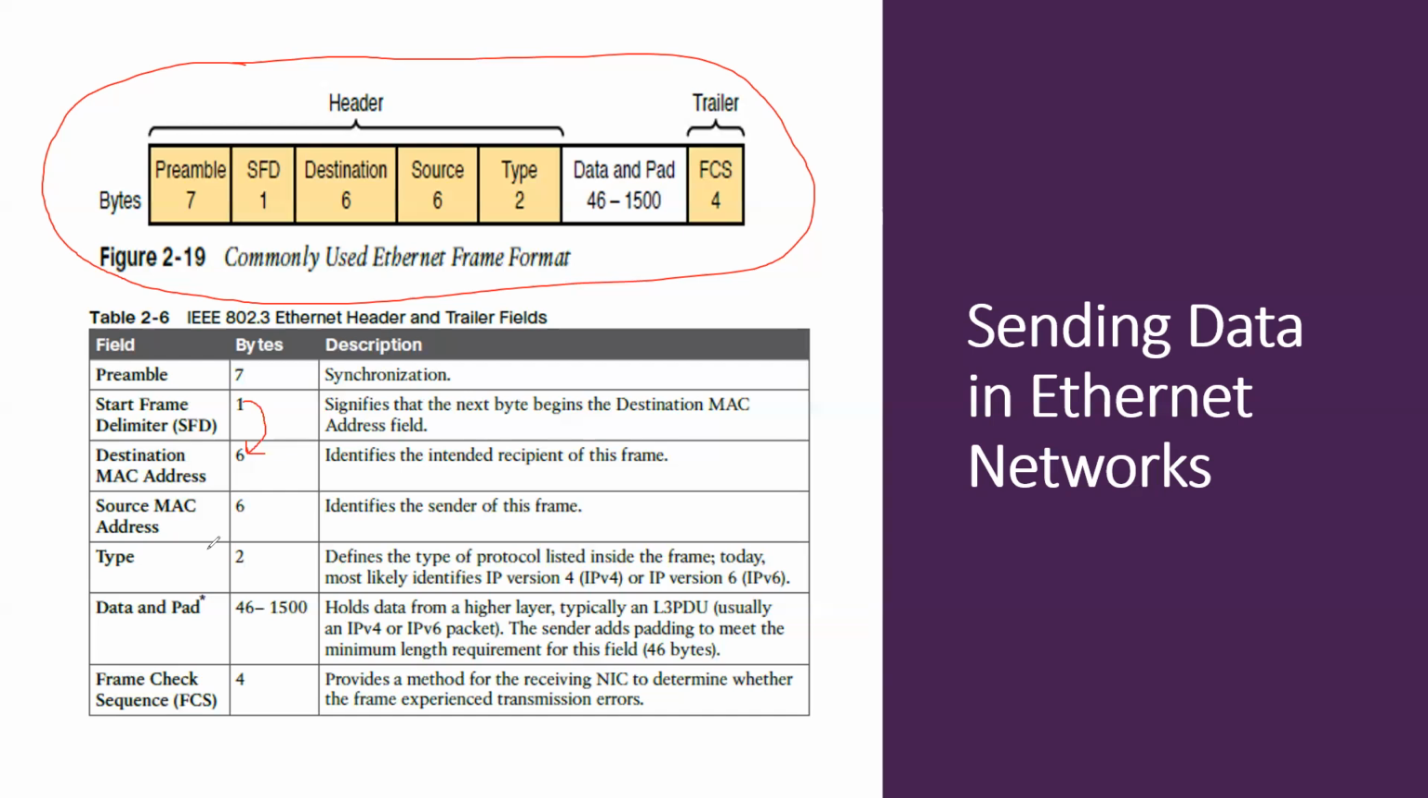So type, let's read a description. It defines the type of protocol listed inside the frame. Today, it most likely identifies IPv4 or IPv6. Even though we're going to do our lab in Packet Tracer tomorrow, based on what I showed you, you are able to see the type in a packet capture, whether it's an IPv4 packet that was encapsulated inside this frame, or IPv6, or something else.